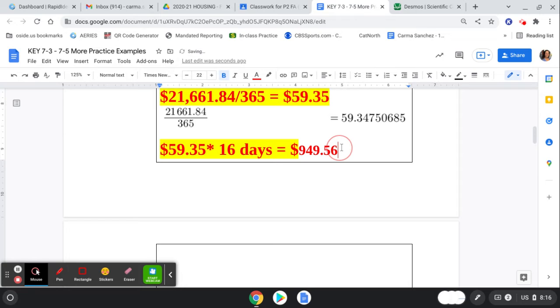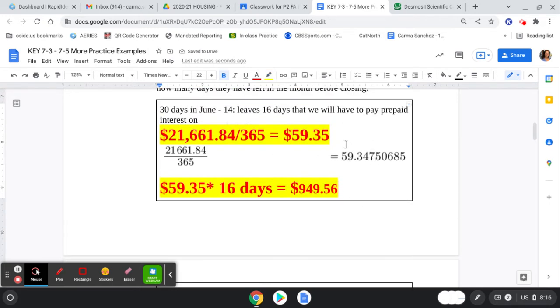Okay. So they asked us what the daily rate would be, and then to calculate how many days were left in the month so we could see what the prepaid interest is. So there we are. Here's our daily rate. Here's our prepaid interest.